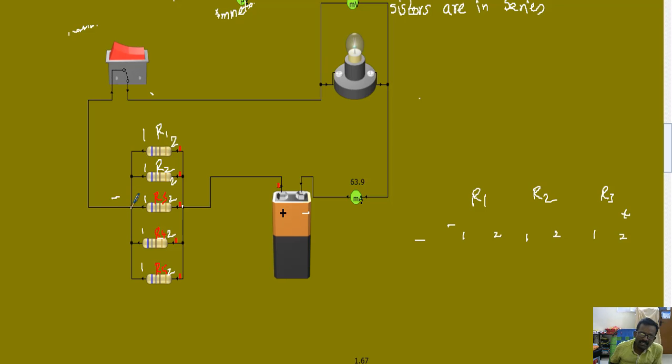See, now the minus end is going directly to the first resistor, directly to the second resistor, directly to the third resistor, directly to the fourth resistor, and directly to the fifth resistor. So plus is connected with the second terminal of all resistors. Minus is connected with the first terminal of all resistors. It is called a parallel connection. The voltage is directly going through this one. Directly going through this is called a parallel connection. You understand? Okay.